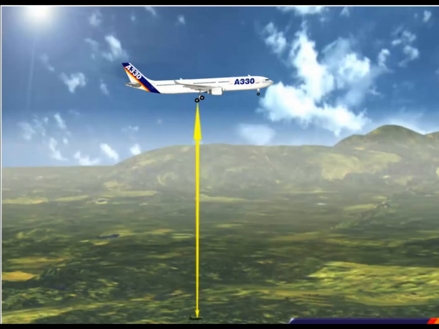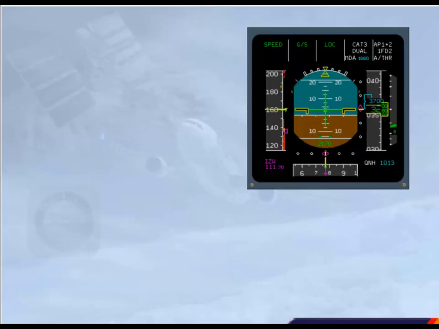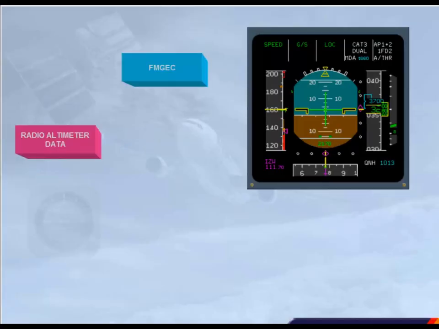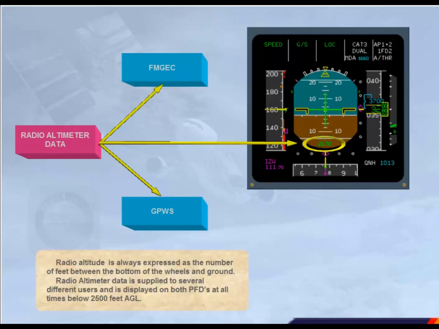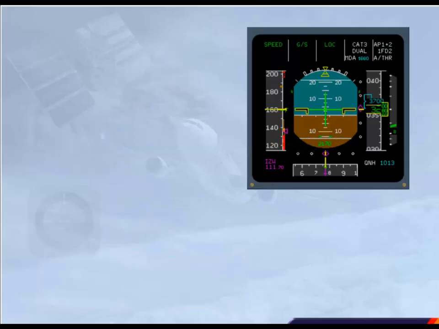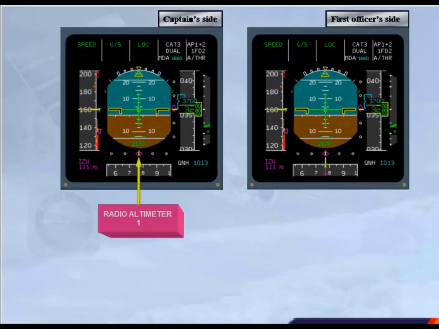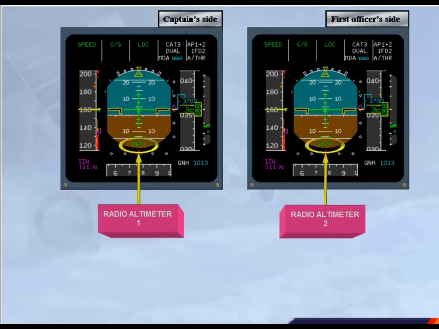Radio altitude is always expressed as the number of feet between the bottom of the wheels and ground. Radio altimeter data is supplied to several different users and is displayed on both PFDs at all times below 2,500 feet above ground level. Normally, radio altimeter 1, RA1 height, is displayed on the captain's PFD and RA2 on the first officer's PFD.